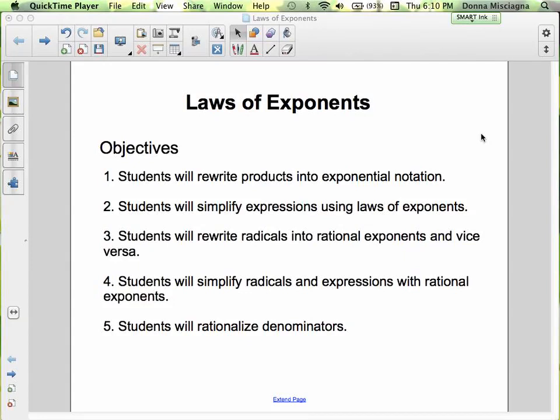Let's learn about laws of exponents. In this lesson, students will learn to rewrite products into exponential notation. Students will simplify expressions using laws of exponents. Students will rewrite radicals into rational exponents and vice versa. Students will simplify radicals and expressions with rational exponents, and students will rationalize denominators.